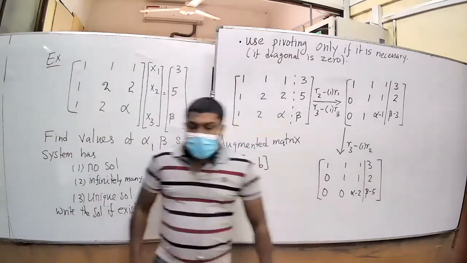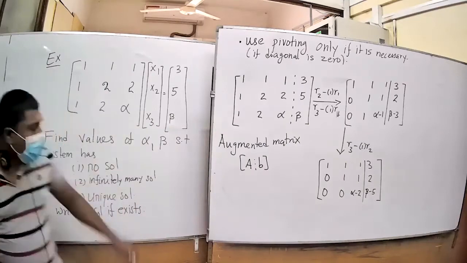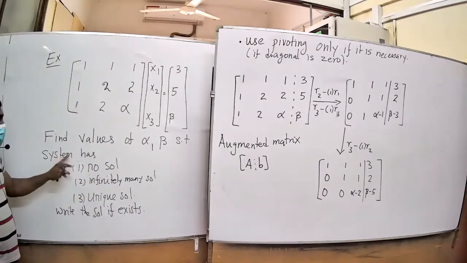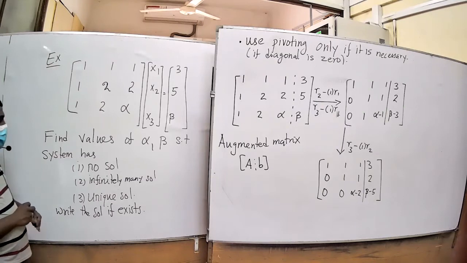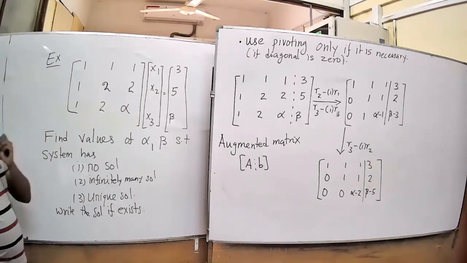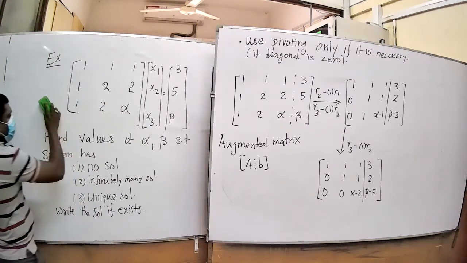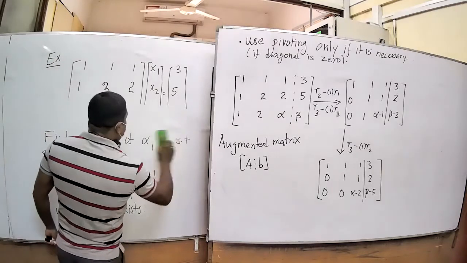Based on this, and you know the conditions for these, you know what you should have for no solution, what you should have for infinitely many solutions, and what you should have for a unique solution. So you can develop conditions for alpha and beta for that. Let me do it one by one.